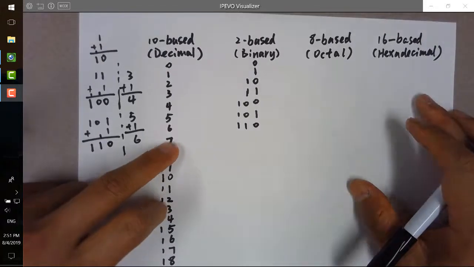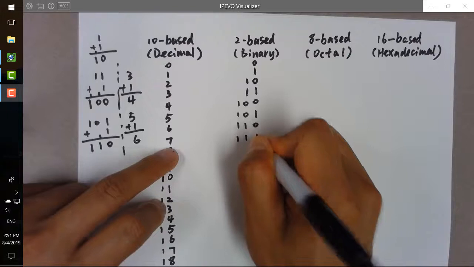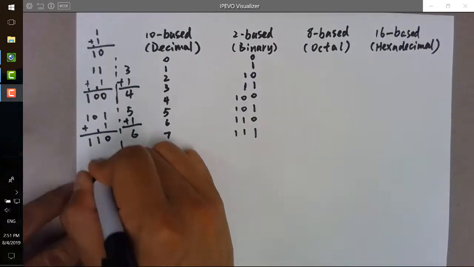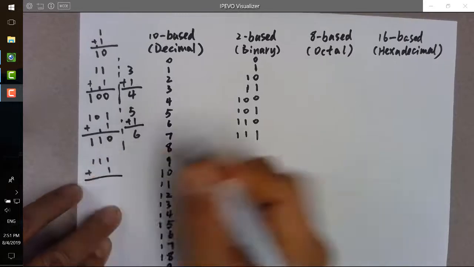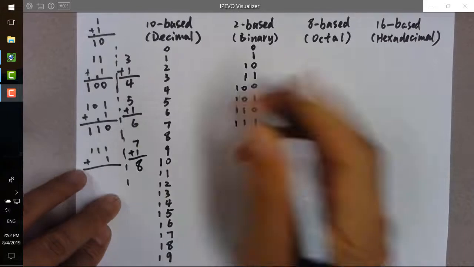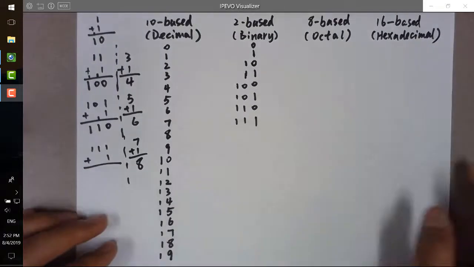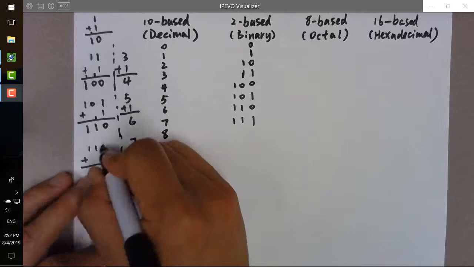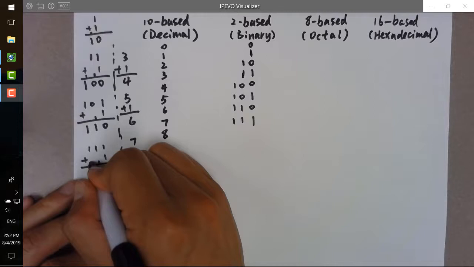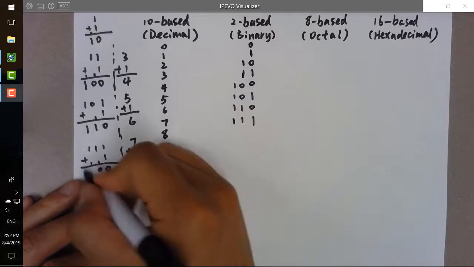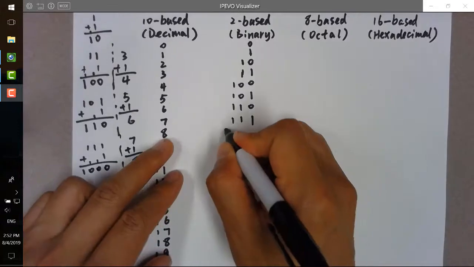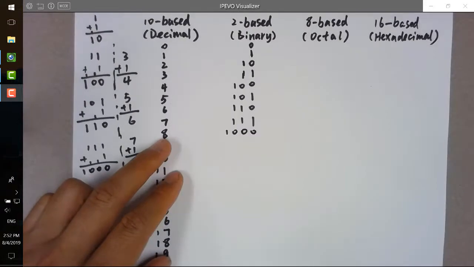Okay. 7 will be 1 1 1, and 8 is a tricky one, right? So 1 1 1 plus 1, it's 7 plus 1, we know it's 8, right? But how does that look in binary? So 1 plus 1 is 0 and carry, and then 1 plus 1 is going to be 0 again and carry, and 1 plus 1 is going to be 1 again and carry. So it's going to be 1 0 0 0, which is 8 in binary.